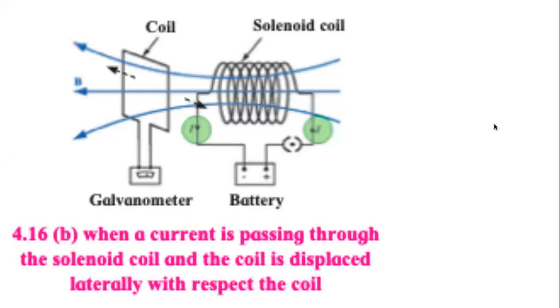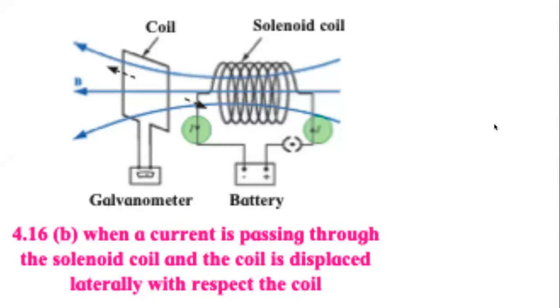Now what happened? Now we are keeping the solenoid coil as a magnet, as a bar magnet. We are not changing the magnetic field, but the impact of the magnetic field on the coil changes when we move. So once again, magnetic field changed. Or we can say we are moving the conductor in the magnetic field.